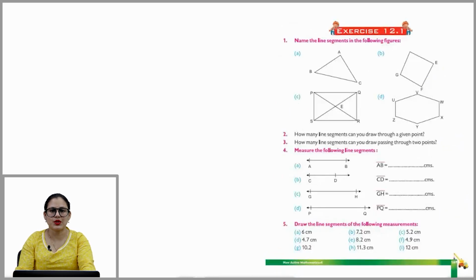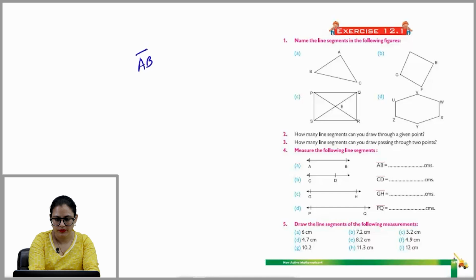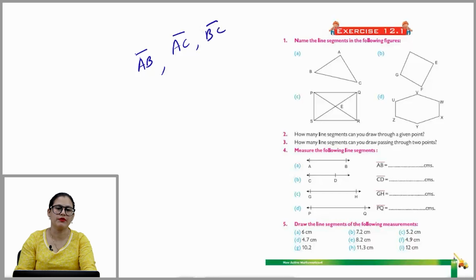Let's do exercise 12.1. Number 1, name the line segments in the following figure. Okay, line segments AB, AC and BC. So there are 3 line segments in this figure.